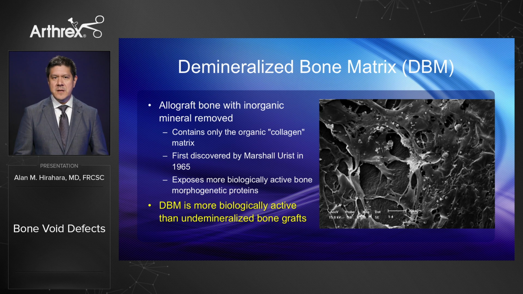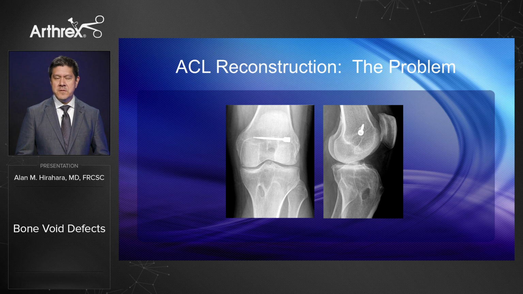Demineralized bone matrix is an allograft bone with inorganic mineral removed. It contains only the organic collagen matrix. It was first discovered by Marshall Urist in 1965. It exposes more biologically active bone morphogenic proteins. DBM is more biologically active than undemineralized bone grafts. This is very beneficial when trying to deal with this kind of a problem.